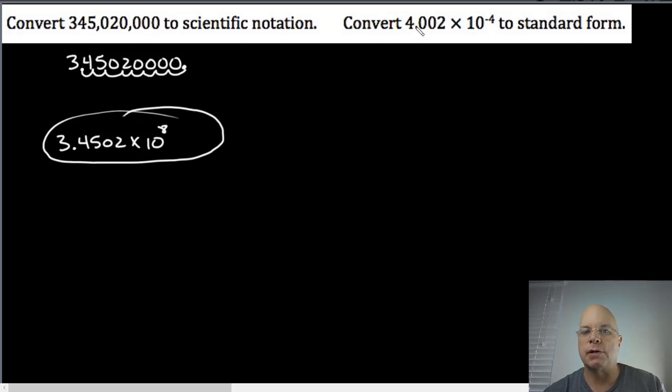Okay, to convert 4 and 2 thousandths times 10 to the negative 4th to standard form, we write down the first factor, 4 and 2/1000ths, and then we recognize that multiplying by 10 to the negative fourth is like dividing by 10 4 times. We have a very small number if this is a negative exponent, so my decimal moves to the left 4 places. 1, 2, 3, 4.